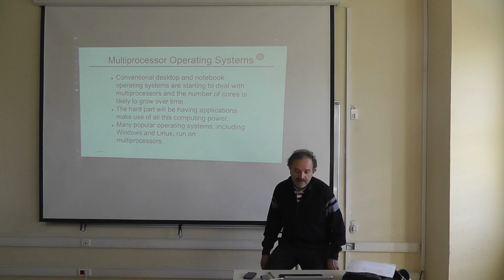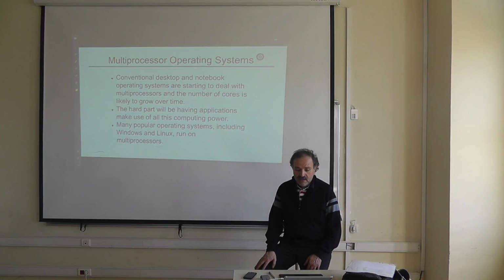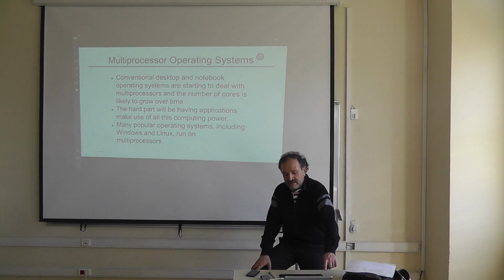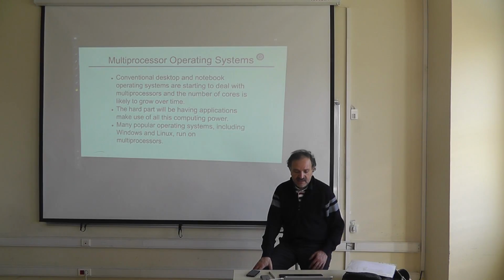Why? Because even the cheapest CPU nowadays has more than one core, right? So you can run more than one program at the same time. Even the handheld computers like these, they have more than one core. So everything is becoming multiprocessor, all the operating systems are becoming multiprocessor operating systems.